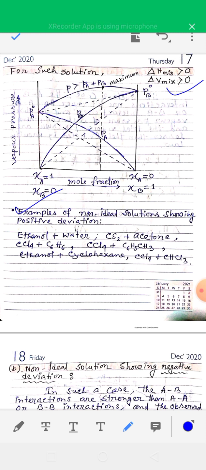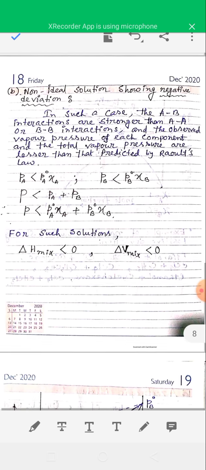And now, examples of such solutions showing positive deviation: water and ethanol, carbon disulfide and acetone, a mixture of carbon tetrachloride and benzene, carbon tetrachloride and toluene. A mixture of these two liquids, carbon disulfide and acetone, or ethanol and water, acts as a non-ideal solution showing positive deviation.